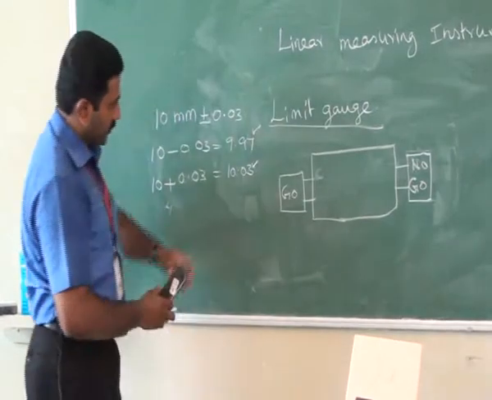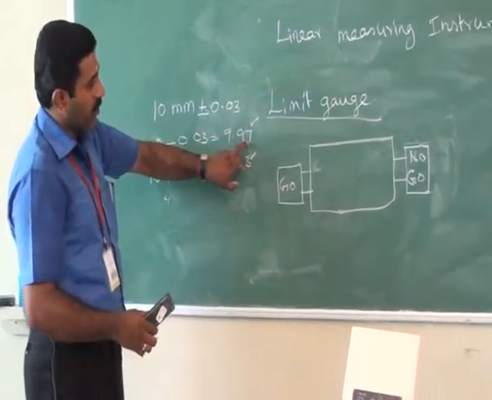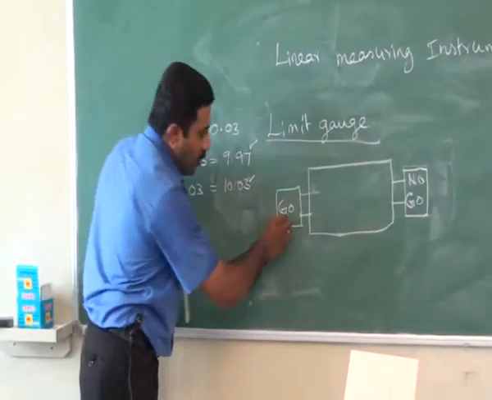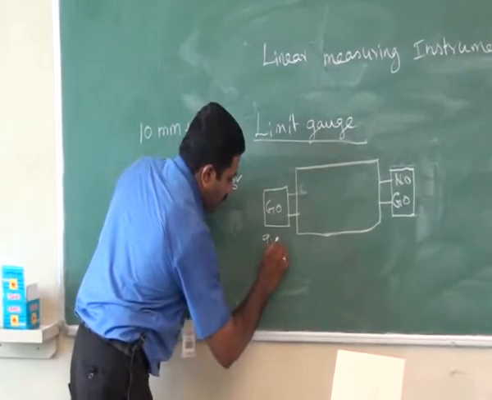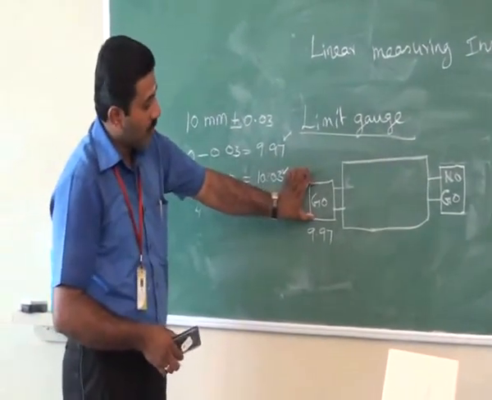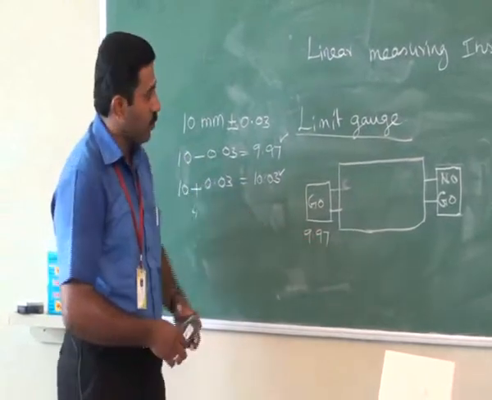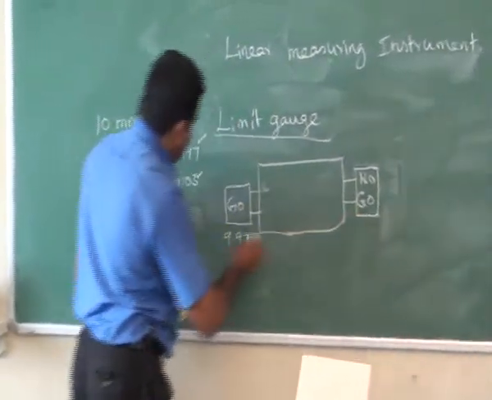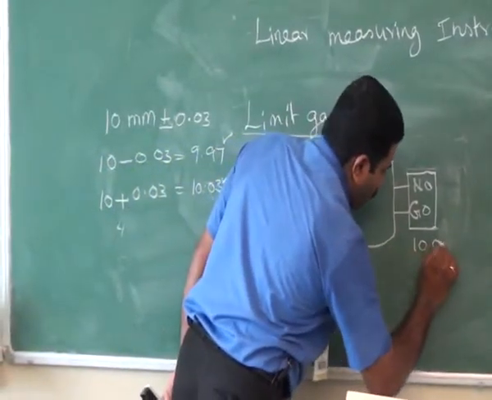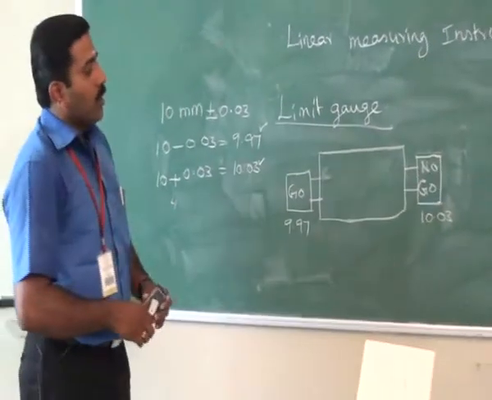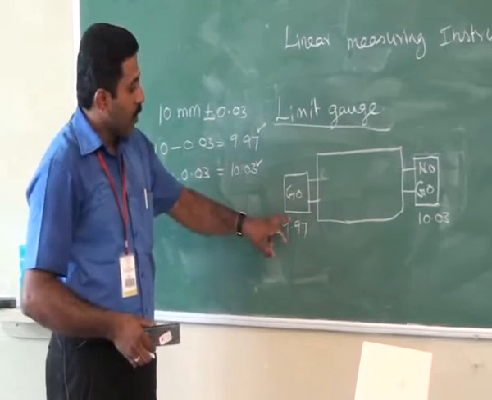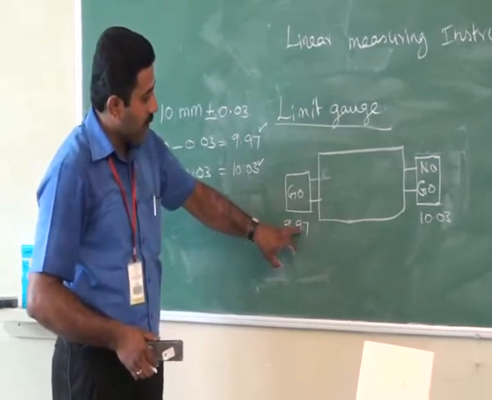The lower limit size is 9.97 mm, so the lower limit should be on the go side. The size of the gauge go side is 9.97 mm. And the size of the no go side is 10.03 mm. So this one is the no go side. Very clear?